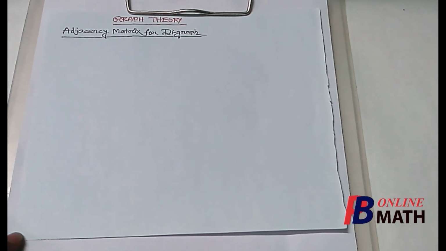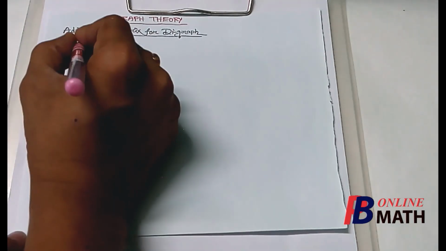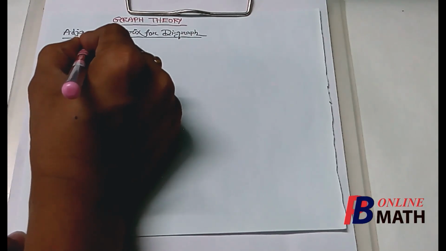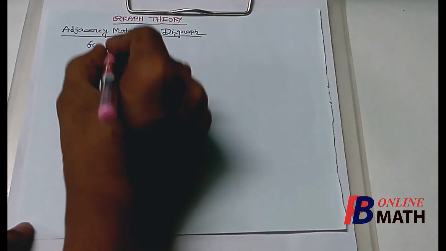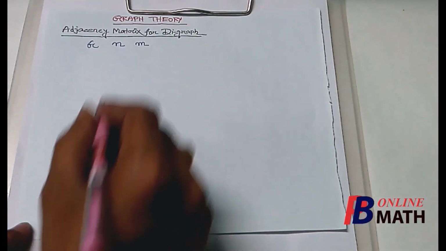In this part we shall consider the adjacency matrix for a digraph. In the previous part we considered the adjacency matrix for a non-directed graph. In this part we shall consider the adjacency matrix for a directed graph, or digraph. So let us consider a graph G which is a digraph. This graph has n vertices and m edges.